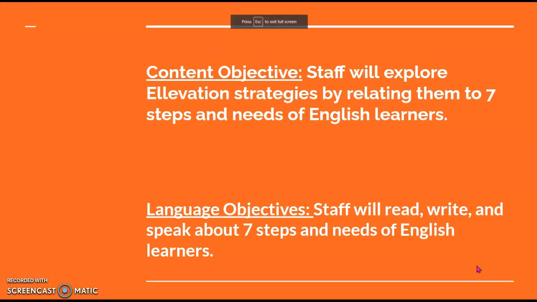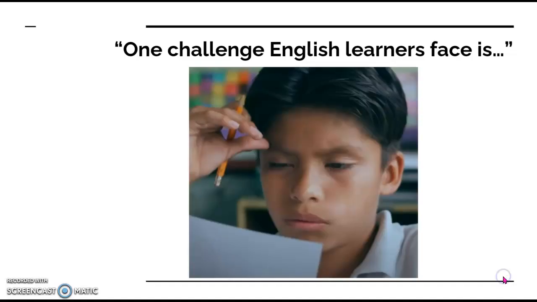So the content objective for this training is that the staff would explore Ellevation strategies by relating them to the 7 steps and the needs of our English learners. Our language objectives: we will read, write, and speak about the 7 steps and needs of English learners. Now for you guys, it might look a little bit differently because we can't have our conversations, but hopefully you'll still get the idea of what we did as a group. So one of the first things that we did was we spoke about what is one challenge that English learners face.